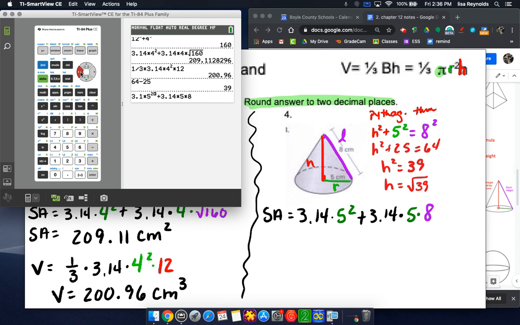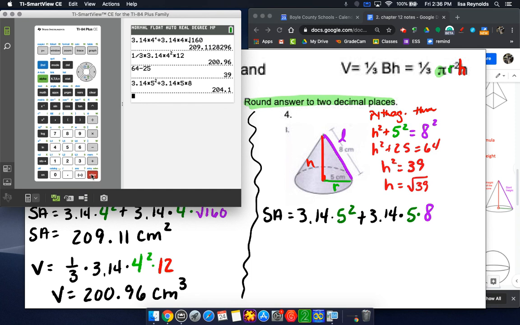I left out a number. Let's see if I can insert a 4. There we go. So this is a surface area of 204.1, and everything in this problem is centimeters and area is square units.